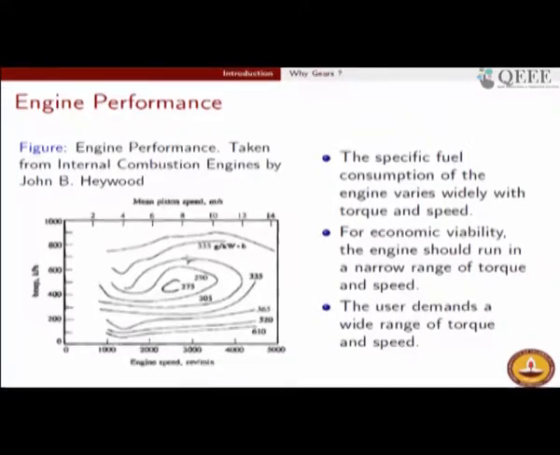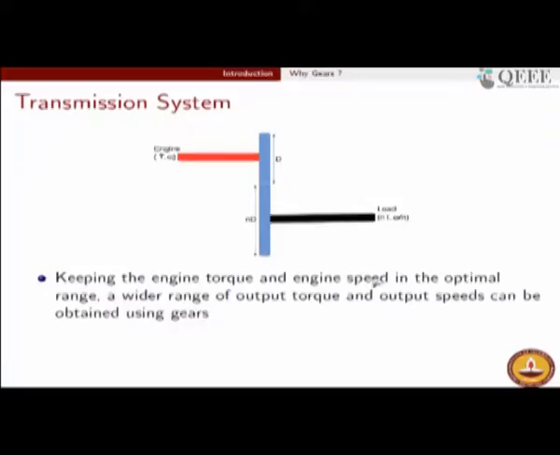So this course is going to be about the gears, it's not going to be about the engines, but I thought it is important to understand the link between the engine and the gear so that you are able to better appreciate the usefulness of the gear application. So here is a simple schematic of a gearing arrangement.